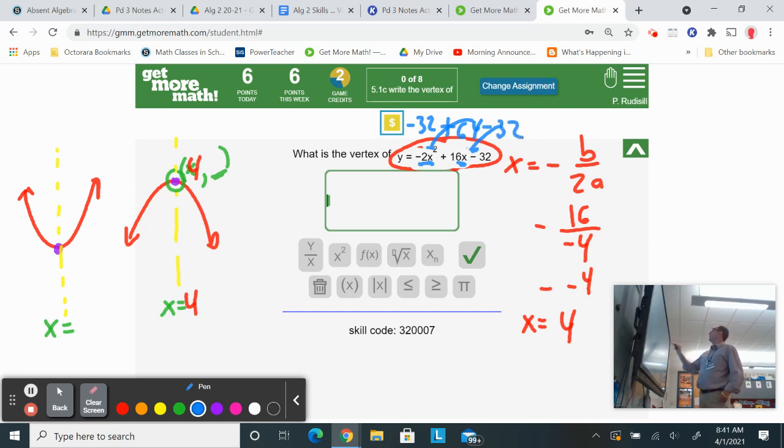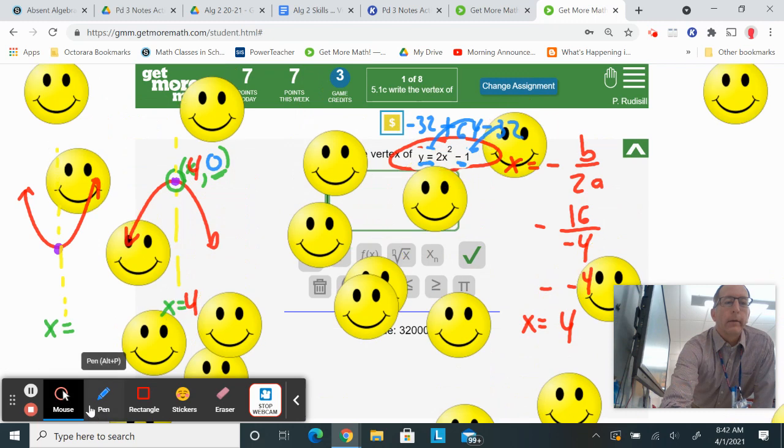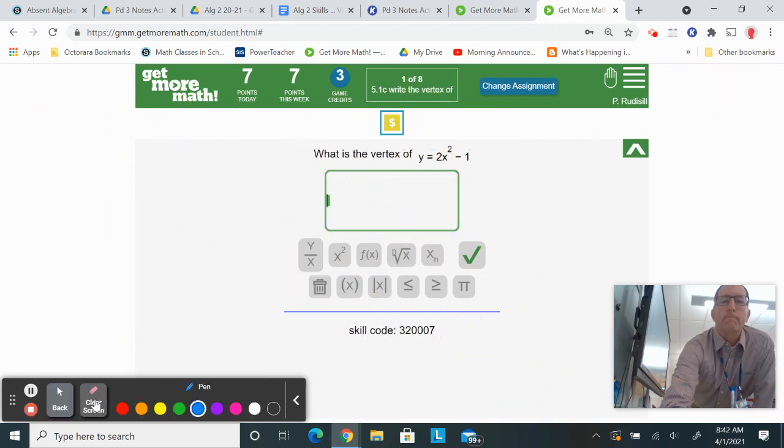Then it says subtract 32. What's 32 minus 32? It's 0. So I know that when I put a 4 in for the x, my y is a 0, and that'll be my axis of symmetry. No, it won't be. It's my vertex. It's on the axis of symmetry. Oh, boy. And a vertex is one point on the parabola. In this case, it'd be the top of it. So I put my ordered pair after I go back and grab my clicker tool, and I put in 4 was the x, 0 is the y. Let's see if we're right. Got it.